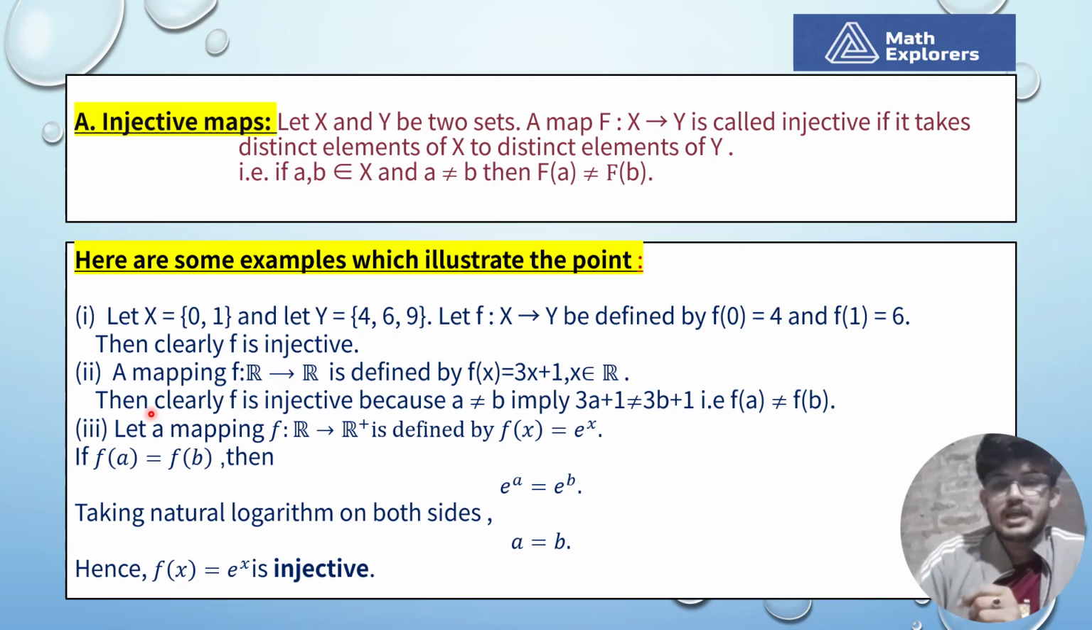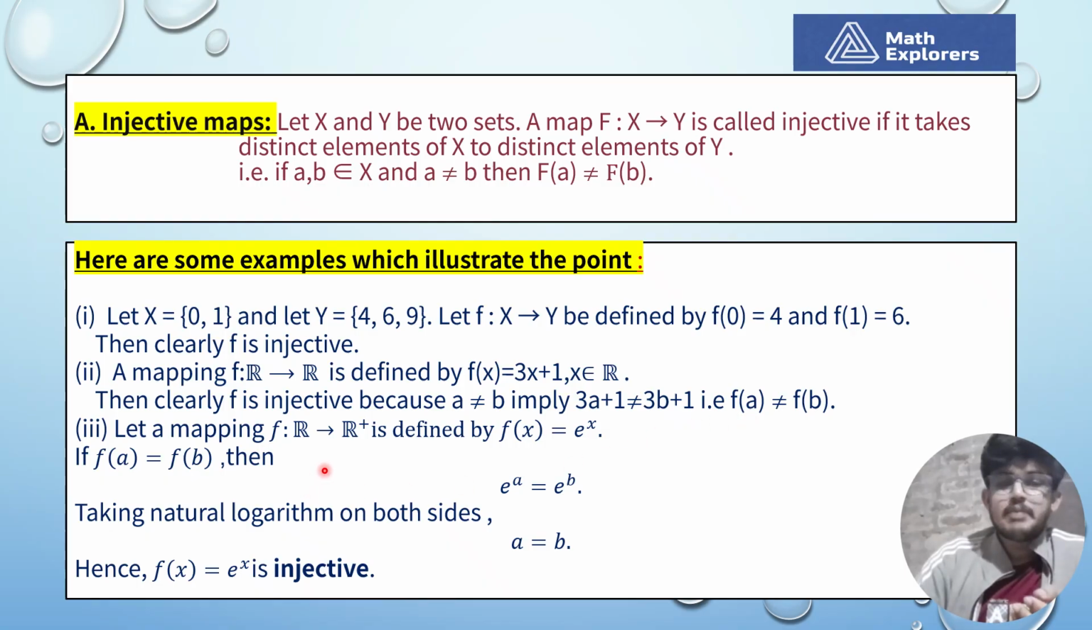Second problem, a mapping f such that R to R is defined by f of x equal to 3x plus 1. So for this problem, first we consider two distinct elements of domain set. Let a and b belong to R and a not equal to b. Then 3a not equal to 3b and 3a plus 1 not equal to 3b plus 1. So f of a not equal to f of b, and this shows that f is injective.